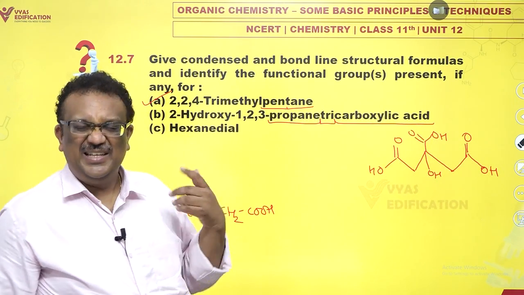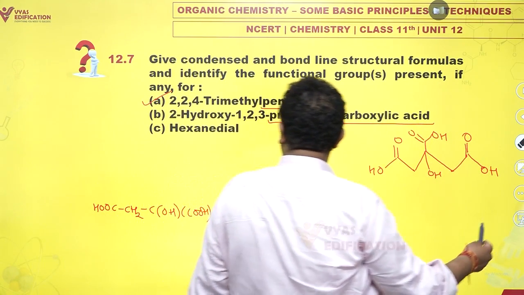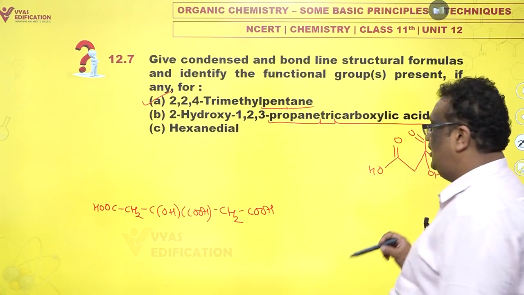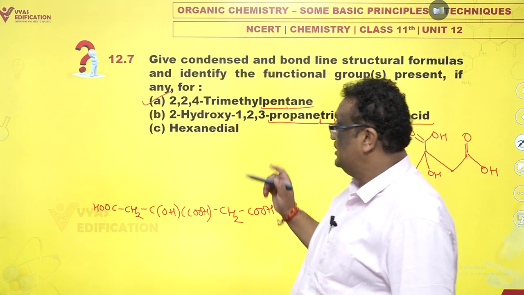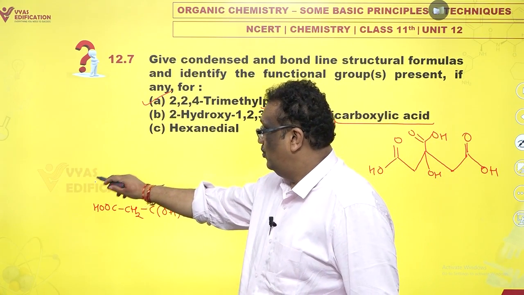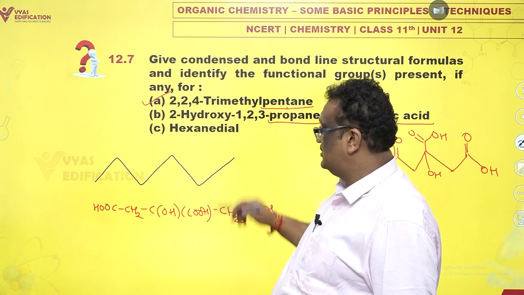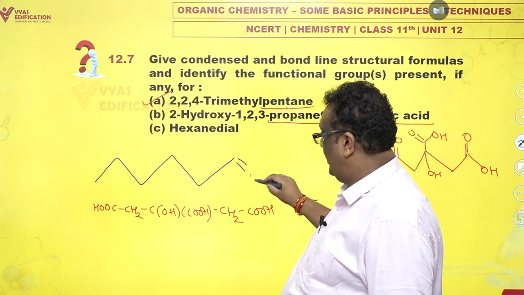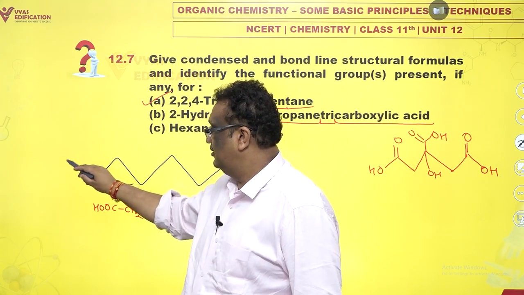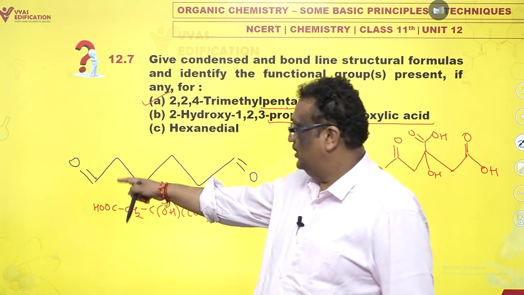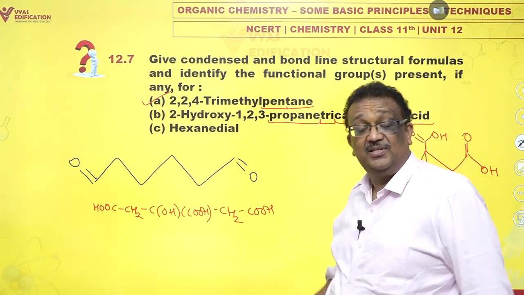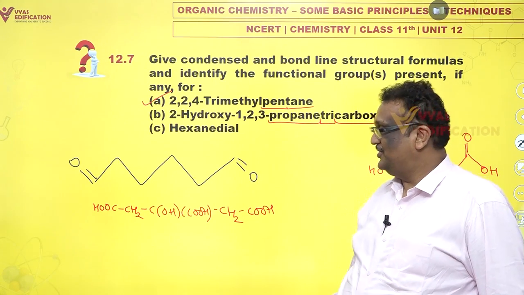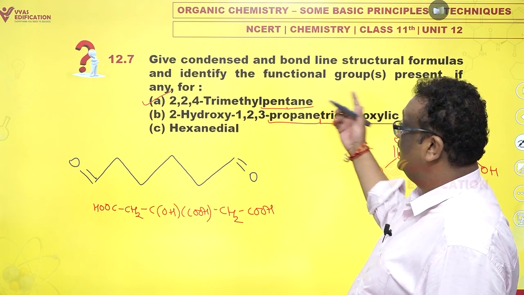Third one. Third is the easiest. Hexanedial. Oh my God. What does it say? What is hexanedial? Let's see. Hexane means 6 carbons, 1, 2, 3, 4, 5, 6. Dial is double aldehyde. Aldehyde is only at the end. Oh wow, 1, 2, 3, 4, 5, 6. Is this hexanedial? It is. This is the bond line notation. Fascinating. And what about the condensed formula?